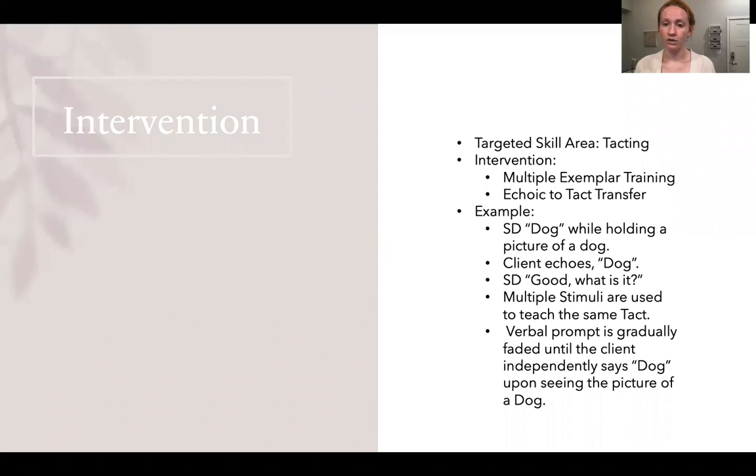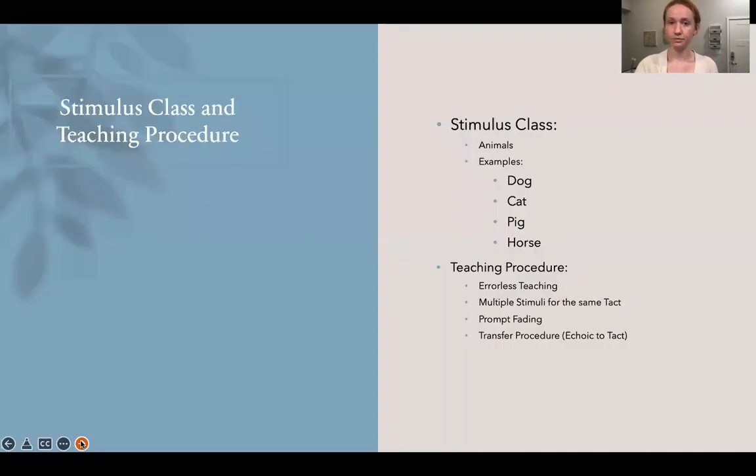The verbal prompt is gradually faded until the client can independently say "dog" upon just seeing the picture of the dog. So the echoic verbal prompt is no longer needed. Now, stimulus class and teaching procedure. The stimulus class being used in this case study was animals. For examples, we taught dog, cat, pig, horse, along with a few other animals such as elephant, lion, and mouse.